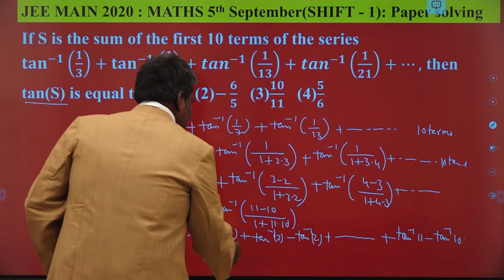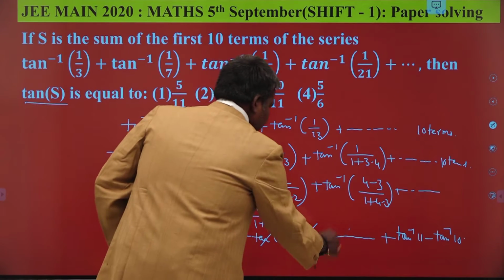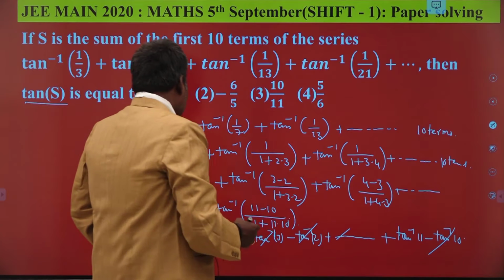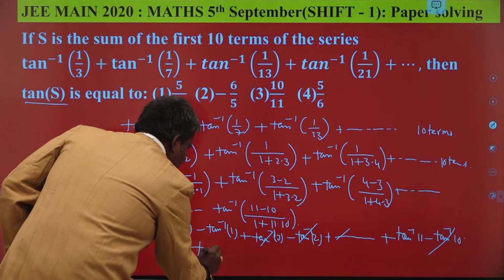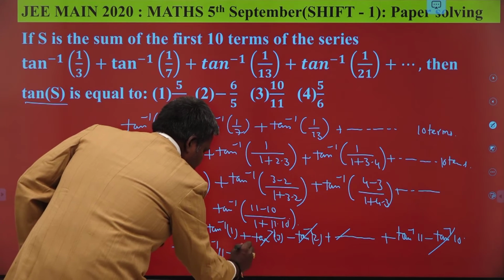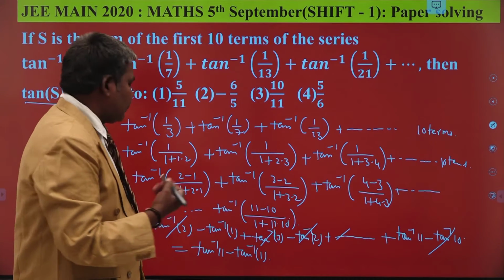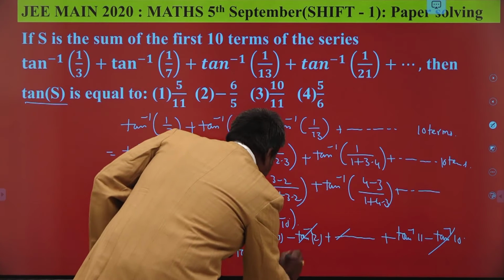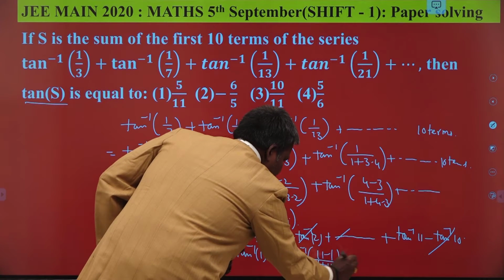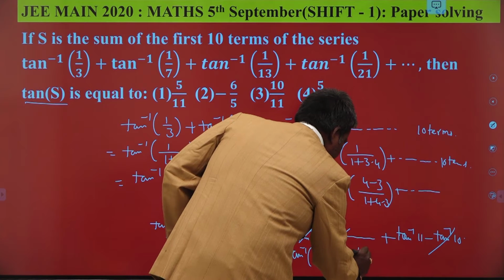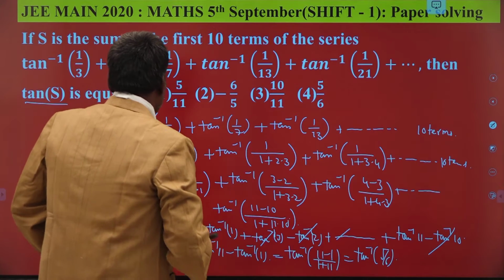So all the intermediate values will cancel. Tan inverse 2 minus tan inverse 2, tan inverse 3 minus tan inverse 3, all get cancelled. The first and last terms remain, that is tan inverse 11 minus tan inverse 1. Again apply the formula: tan inverse a minus tan inverse b is tan inverse of (a minus b) by (1 plus ab). Tan inverse of (11 minus 1) by (1 plus 11) is tan inverse of 10 by 12, that is tan inverse of 5 by 6. This is your S, your summation.